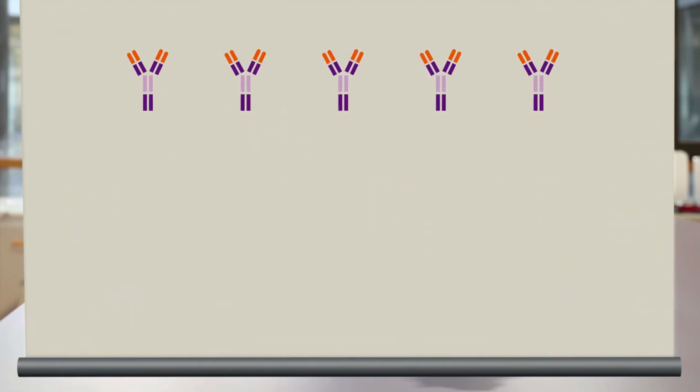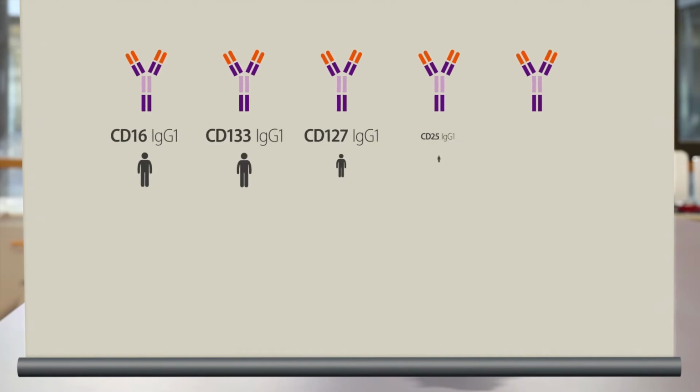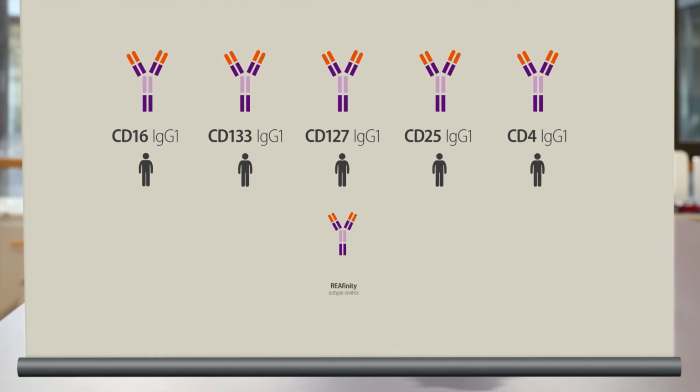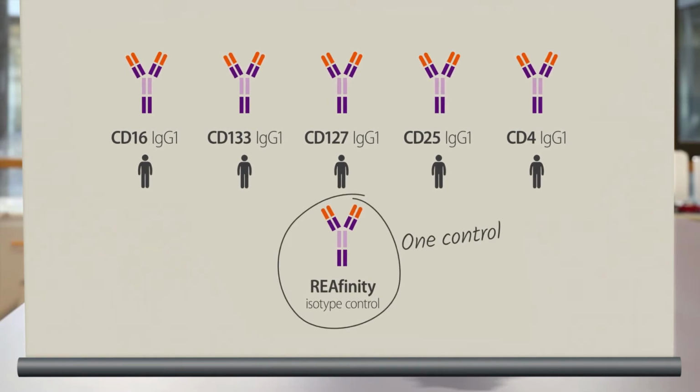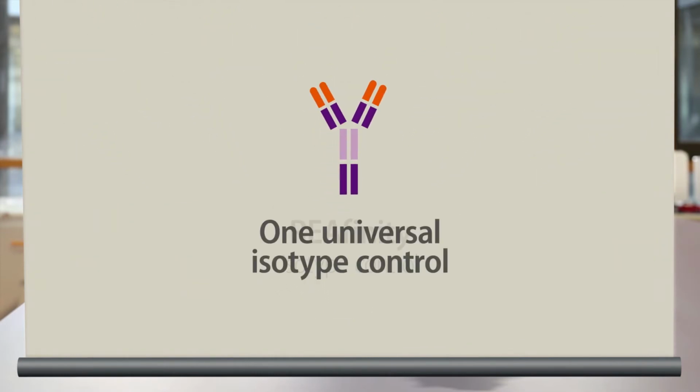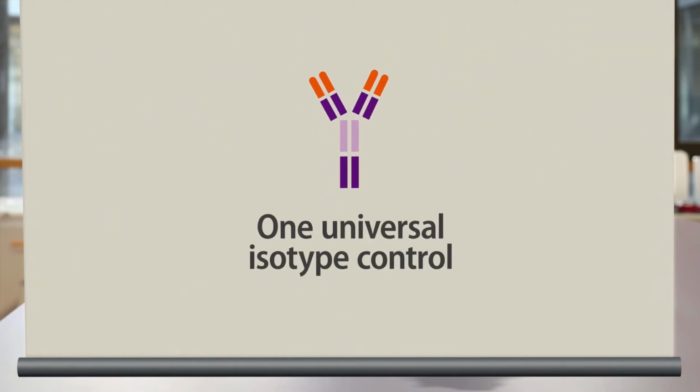Look here, all REAfinity antibodies have the same human IgG1 isotype, which greatly reduces the number of isotype controls required as compared to conventional antibodies. You just need one universal isotype control.